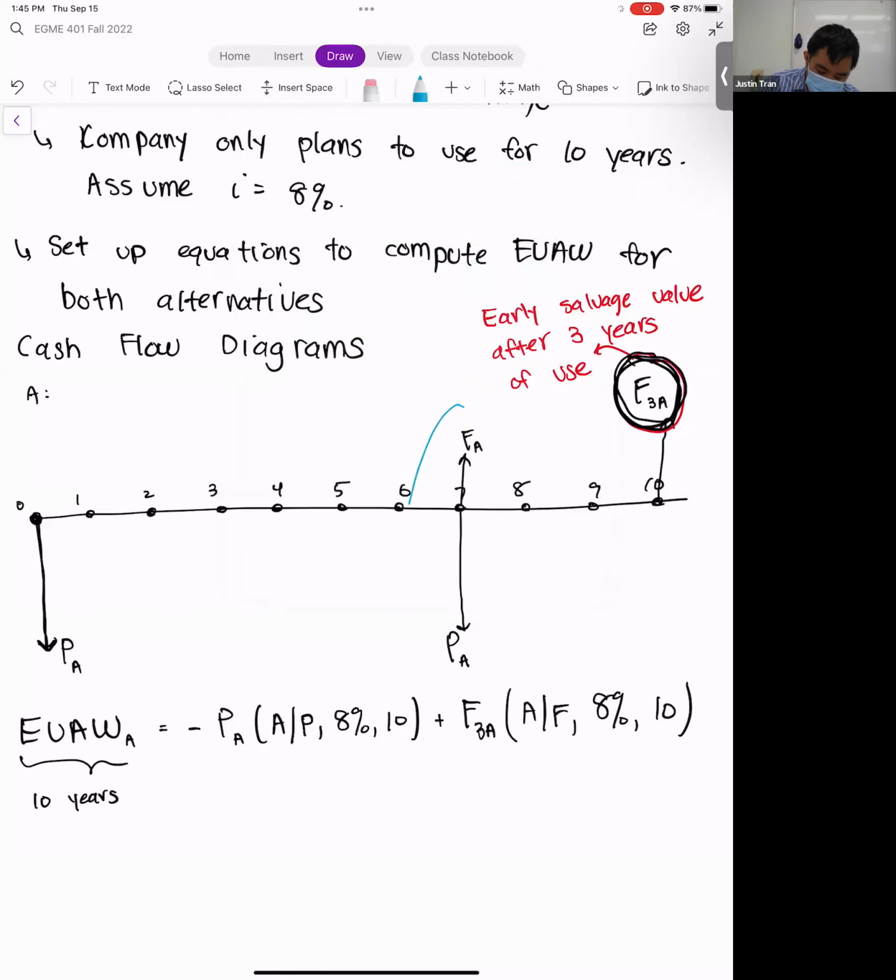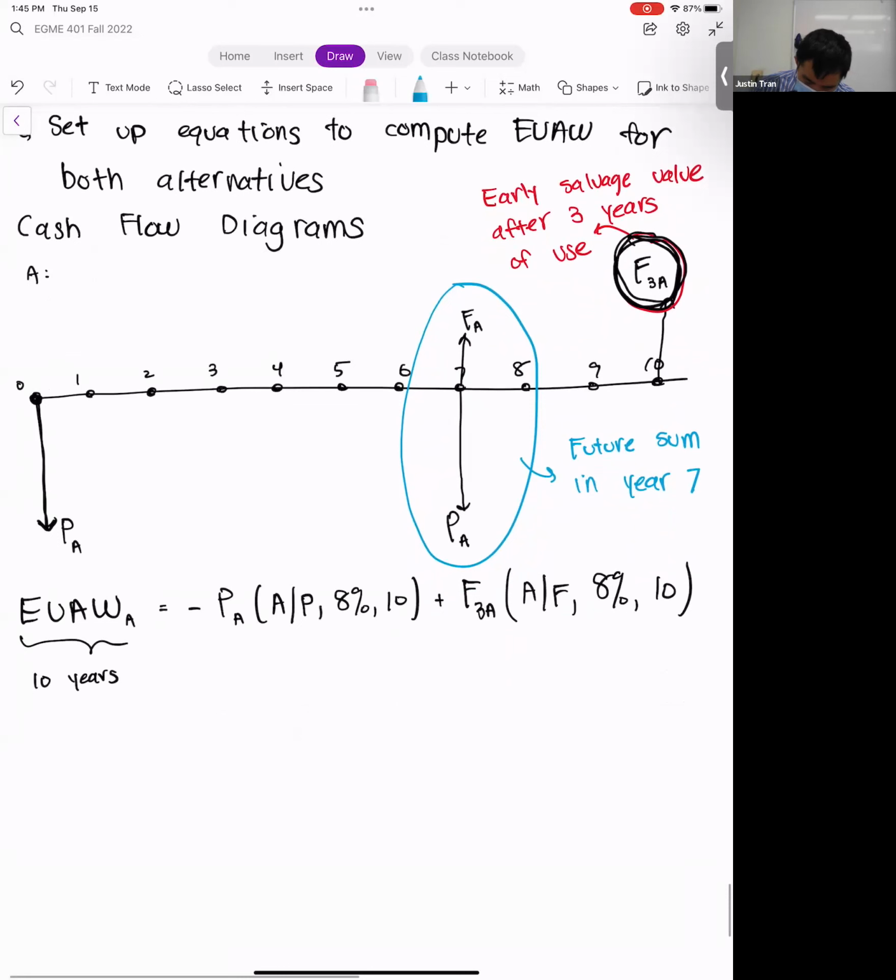So now let's do this. This right here is a future sum, these two together, but it's not in year 10, it's occurring in year 7, right? To convert this to a uniform series that spans the entire 10 years, we have to do this in 2 steps. But we can follow the same process that we did before.